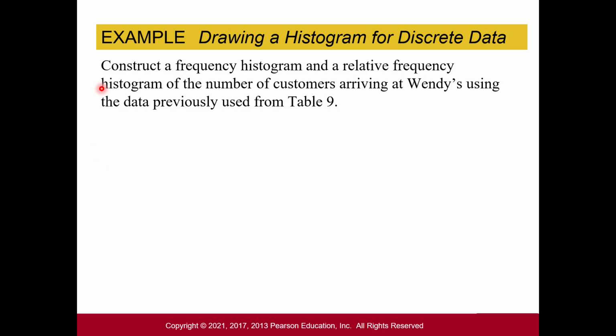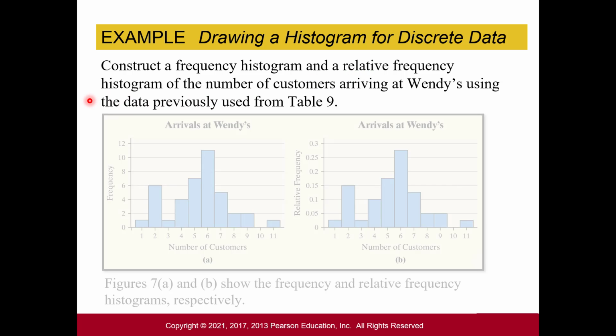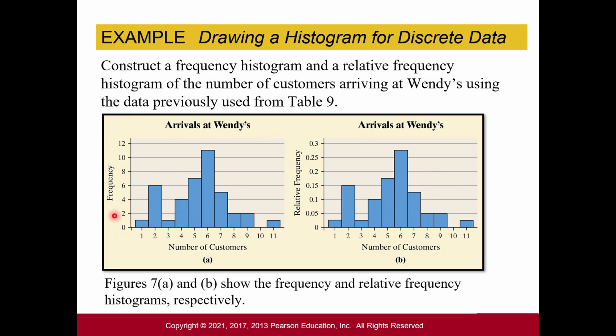So we're going to construct a frequency histogram and also a relative frequency histogram from the information about our customers at Wendy's. So here we have our frequency histogram. Notice that the number of customers is our horizontal axis, and then our frequency, and then over here relative frequency, is our vertical axis. So notice the difference between a bar graph here.